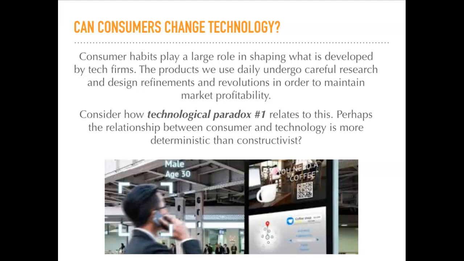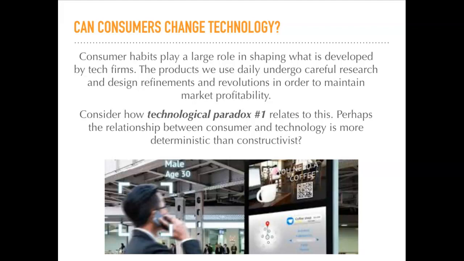We consume technologies all day, all night, all the time. We always have. And our habits as consumers play a large role in shaping what is developed by tech firms. These tech firms study what we like doing, what we want to be doing, and they try their best to create products that we want to buy from them. The products that we use daily undergo careful research and design refinements and revolutions in order to maintain market profitability.